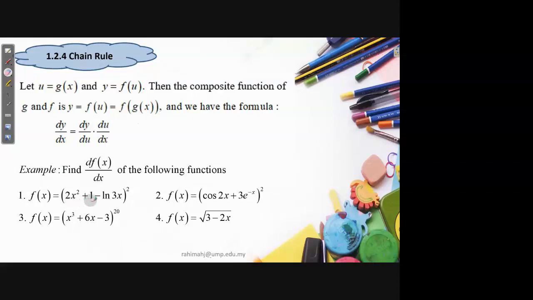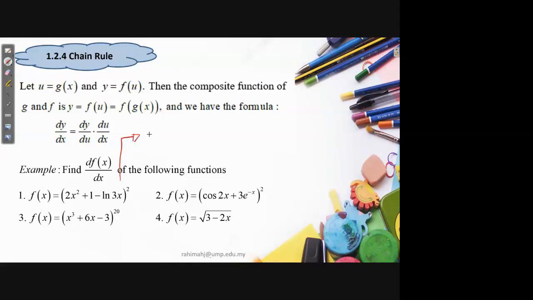Okay, so we have this example. We want to find a derivative of the following function. We actually have the alternative way just now, right? How to differentiate this, but there is another technique. We can use a chain rule technique to differentiate this. It's quite complicated, but let me show you.